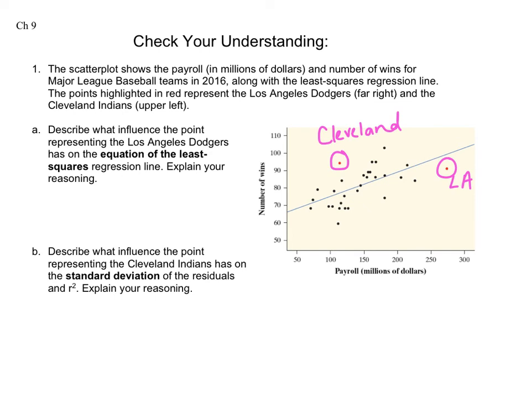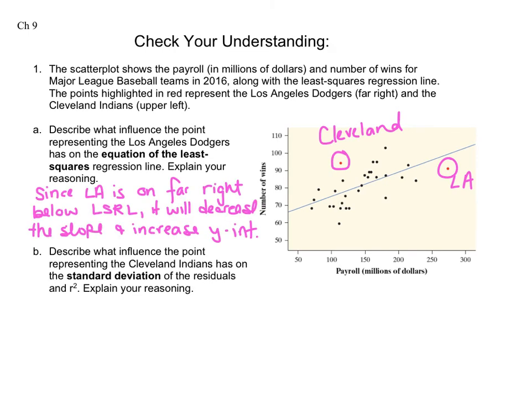So I would say that that is definitely influential. It is going to impact my least square regression line. So how will it? What type is it? Is it an outlier? Is it high leverage? Is it both? It's not really out of pattern, so I would say that this is a high leverage point. So I've stated that since Los Angeles is on the far right below the least square regression line, it will decrease the slope and increase the y-intercept.